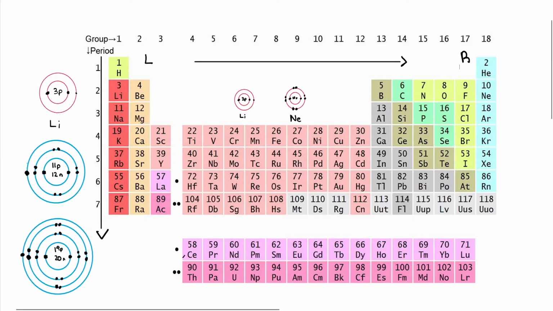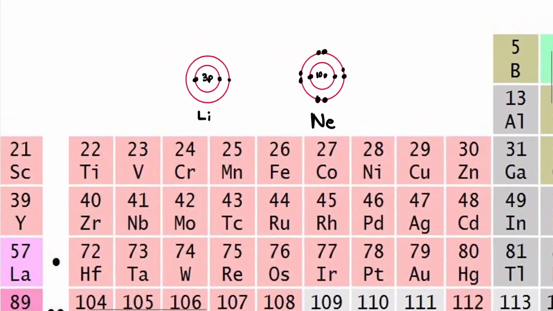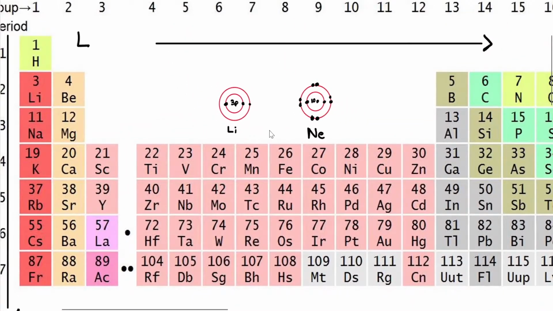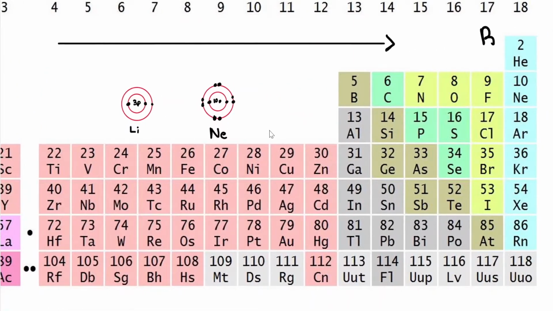This is very similar to the example in the ionization energy video. You have lithium over here, on one end of the period, and neon over here on the other end of the period. So according to this trend, neon should have a lower atomic radius because it decreases, right? And the reason for this is effective nuclear charge.